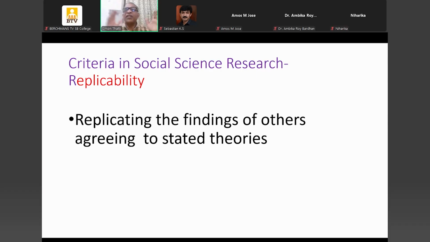So let us now try and see what this design is. How do we conceive this concept of a design? How do you develop this design? How do you relate that design to the work that you're doing? Because in your methodology, you will be spelling out that my research follows exploratory design, descriptive design, experimental design, or a quasi-experimental design, whatever it may be.